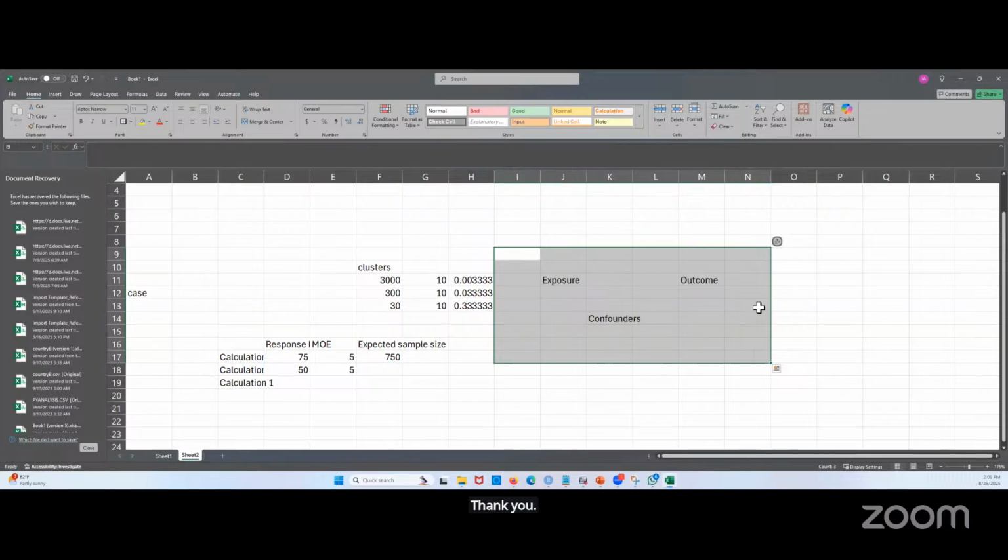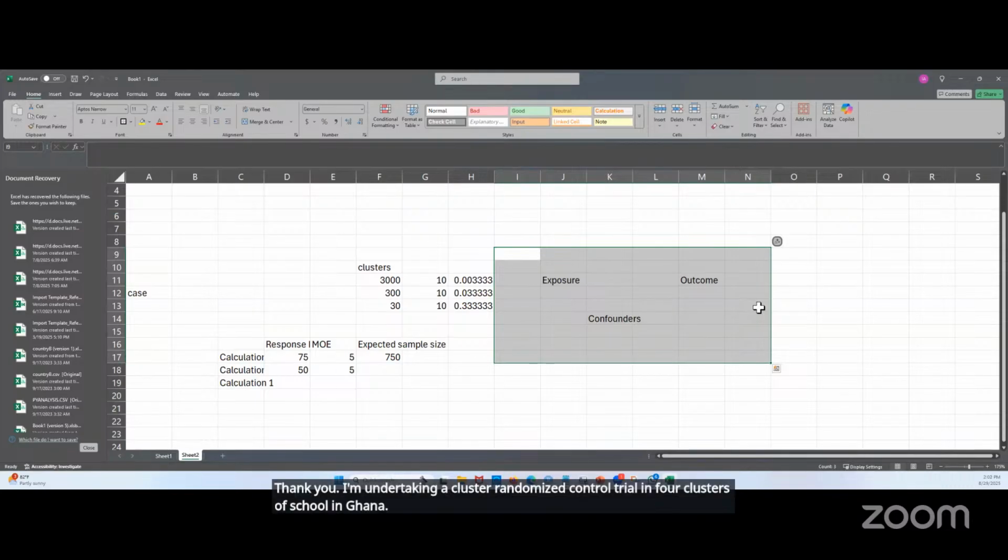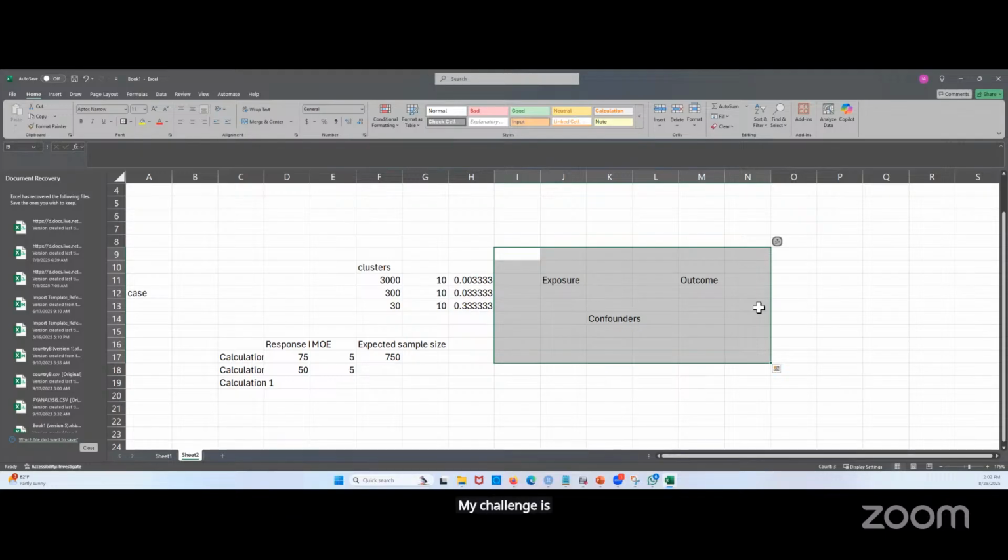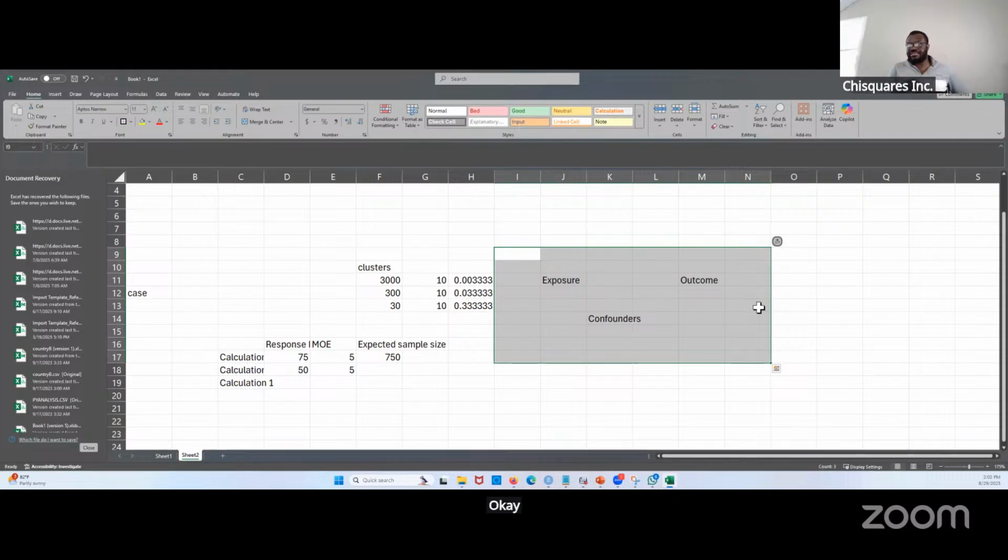I'm undertaking a cluster randomized controlled trial in 4 clusters of schools in Ghana. My challenge is with the sample size difference in various clusters of schools. How do I ensure the sample size is not biased? Thank you. Okay, sample sizes cannot be biased. They can either be adequate or inadequate.